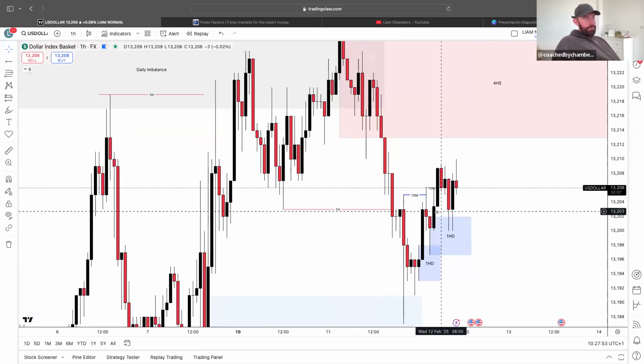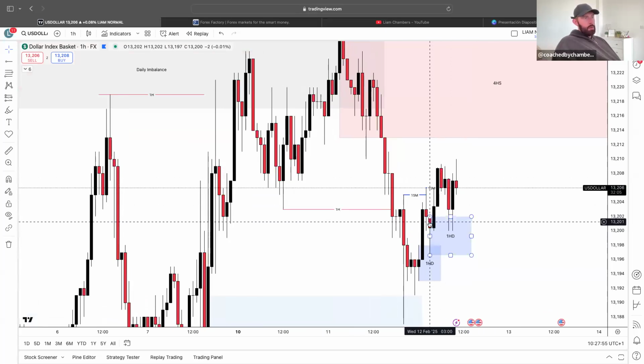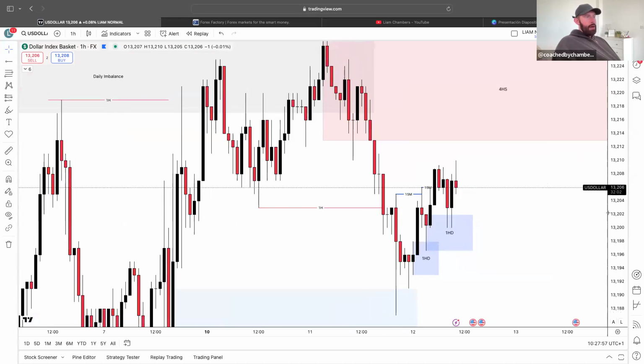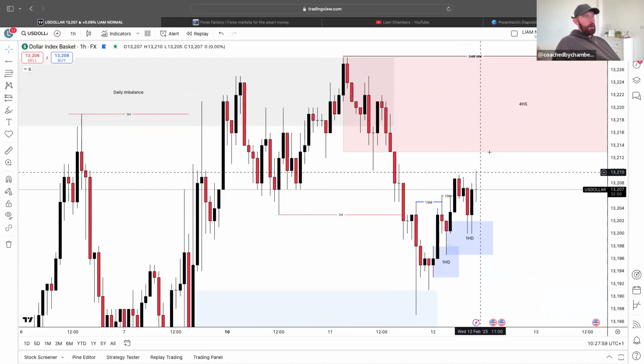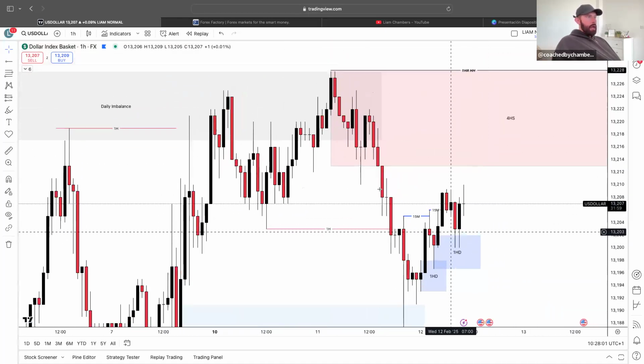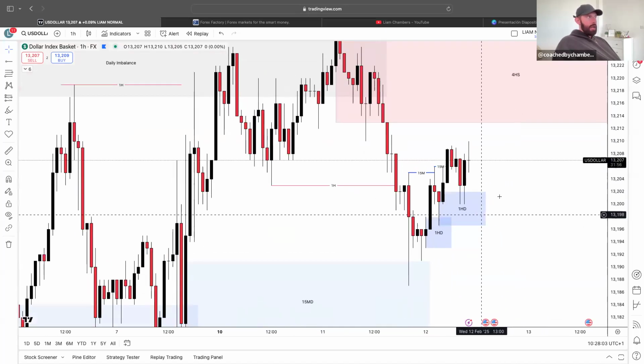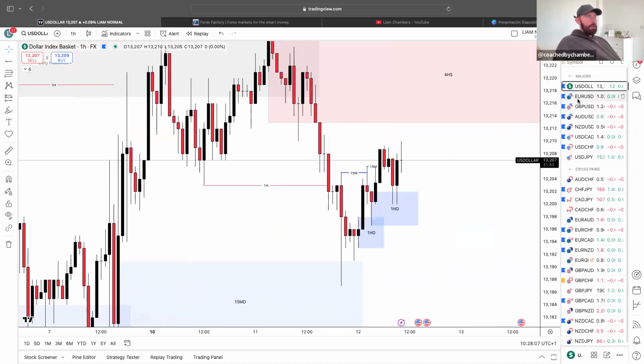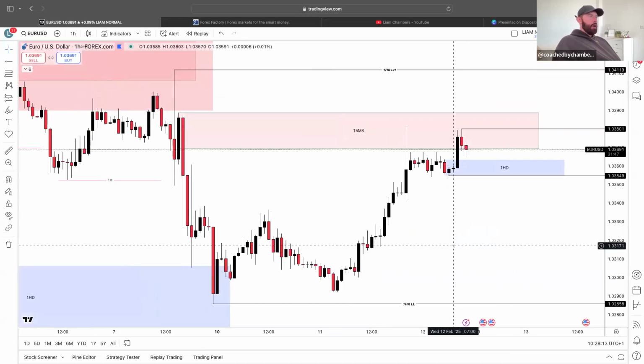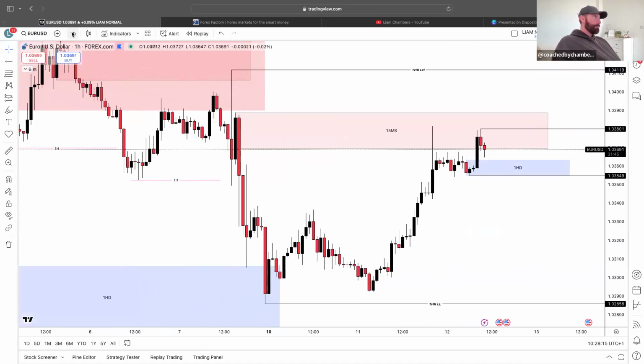We broke down, filled in this imbalance, tapped into this 1 hour demand candle, and we're now experiencing the market carrying this trend on upwards. So again, I expect the market to just carry on upwards from here as of right now. Otherwise, obviously it could be different once CPI happens, but as of right now, this morning, that is what I expect. That leads me on to Euro USD.